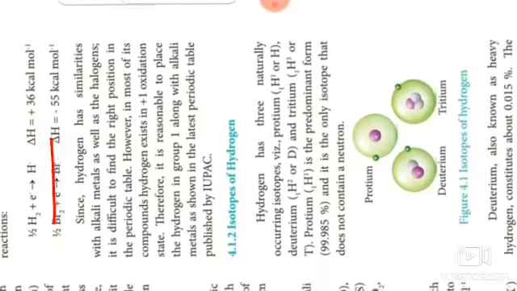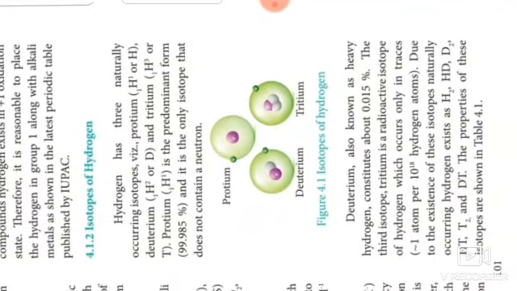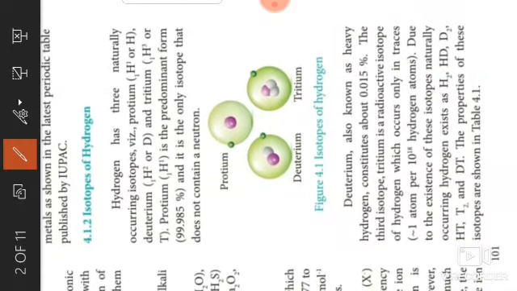Next one: what are the isotopes of hydrogen? Hydrogen has 3 naturally occurring isotopes. The first is protium, then deuterium and tritium. Protium is 1H1. Deuterium is 1H2, written as D. Tritium is 1H3. Okay, those are the 3 isotopes.